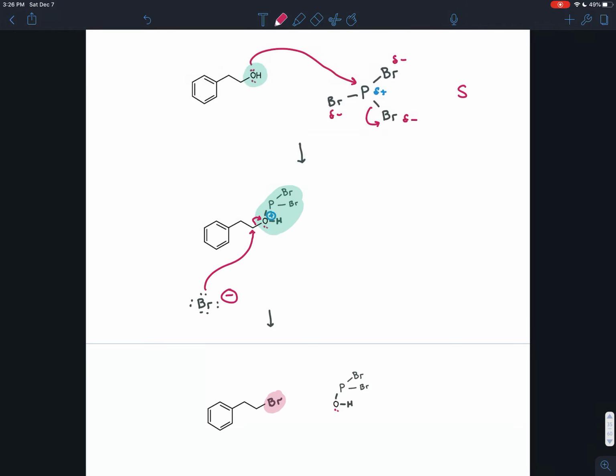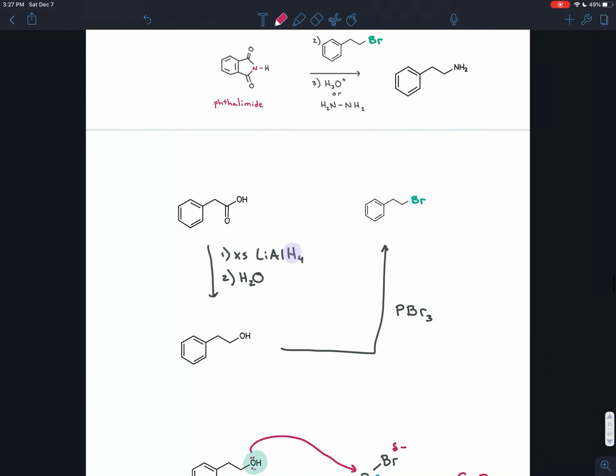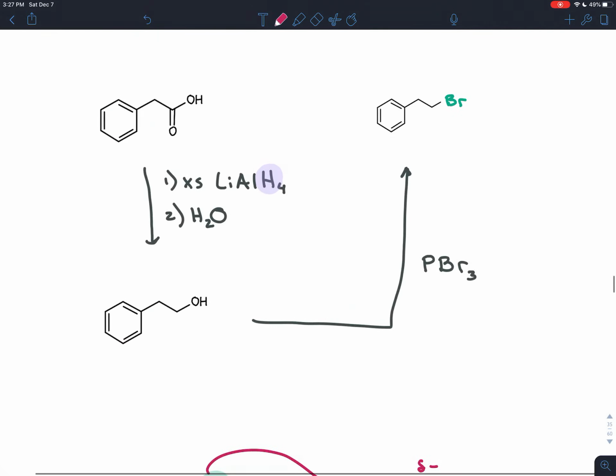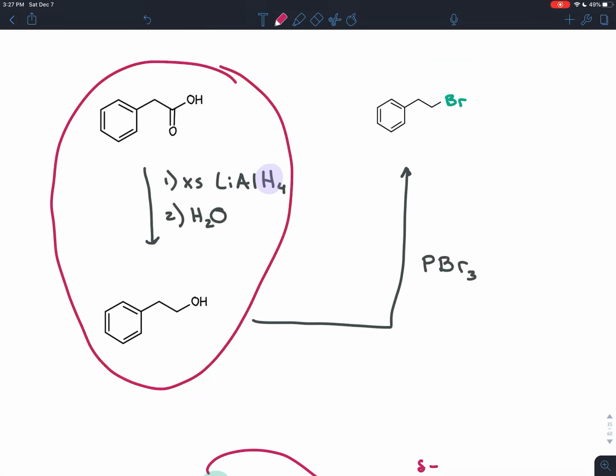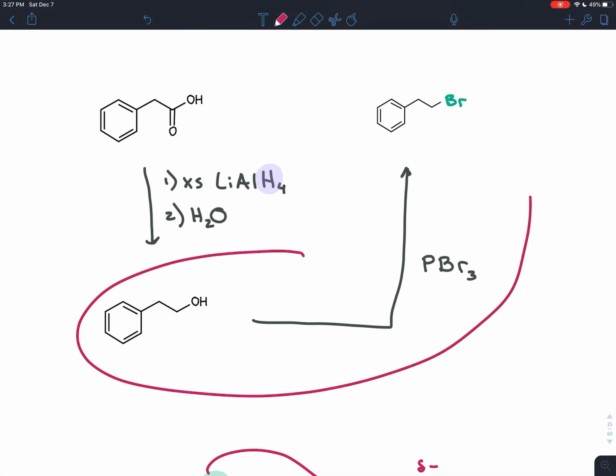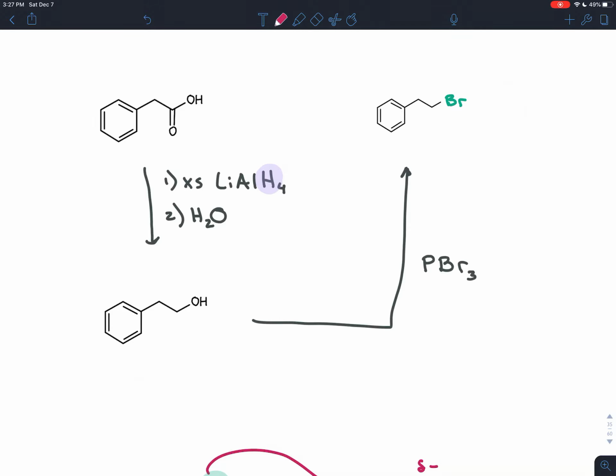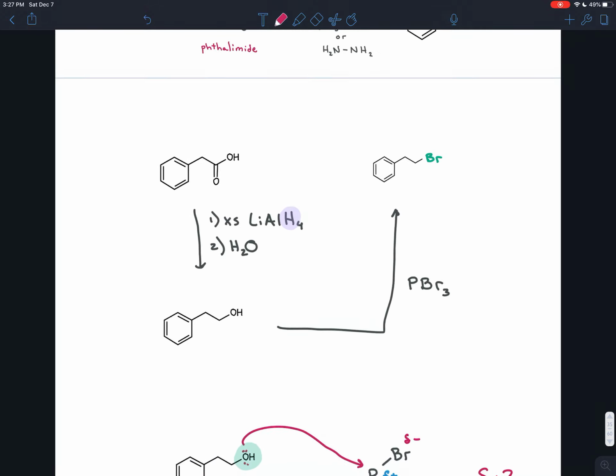You have an SN2 reaction up here, where the oxygen nucleophile attacks the phosphorus and kicks the bromine leaving group off, and an SN2 reaction here, where the bromine attacks this carbon and kicks this weird oxygen leaving group off. So we can get the alkyl halide that we wanted by first reducing the carboxylic acid to get the alcohol, and then replacing the OH on the alcohol with a leaving group like bromine using PBr3.